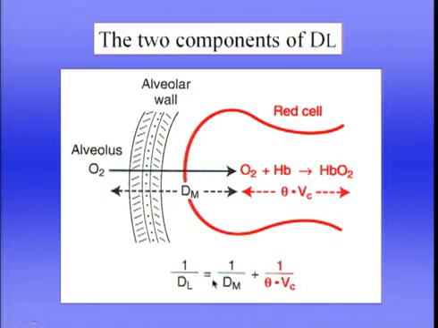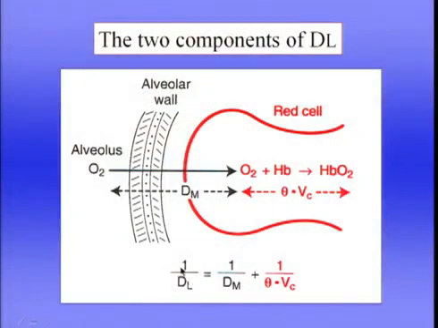You may say, why have we got these inverses here? Because we're adding resistances. The diffusing capacity, and I won't go into it in detail, is actually a conductance. It's the volume per unit time. But what we want is resistance. We can't add conductances. We have to add resistances, which is the reciprocal of conductances. Don't worry too much about that, but that's the reason why we've got these reciprocals there.